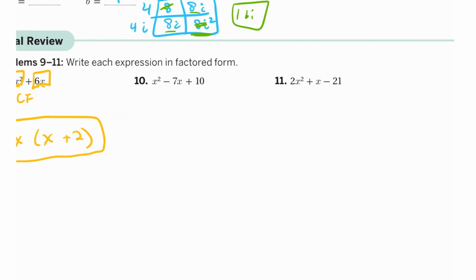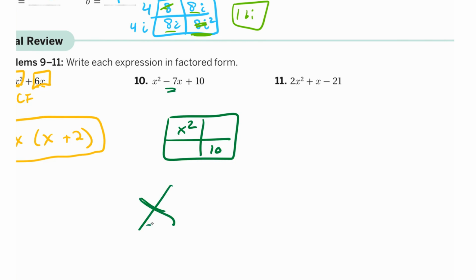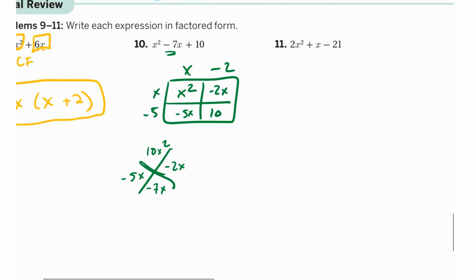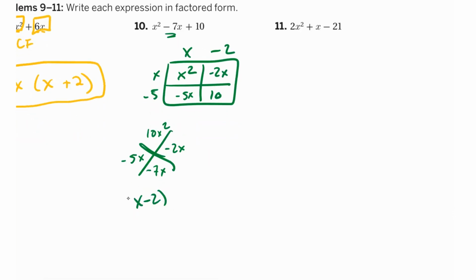The next one here has 3 terms, so I'm going to try and throw it into my box. First term, first box. Last term, last box. -7x, I have to break up into 2 pieces that multiply to 10x squared. So that would be -5x and -2x. Then I've got to figure out what goes on the outside, which is x and x, -2 and -5. So the factored form here would be x minus 2 times x minus 5.